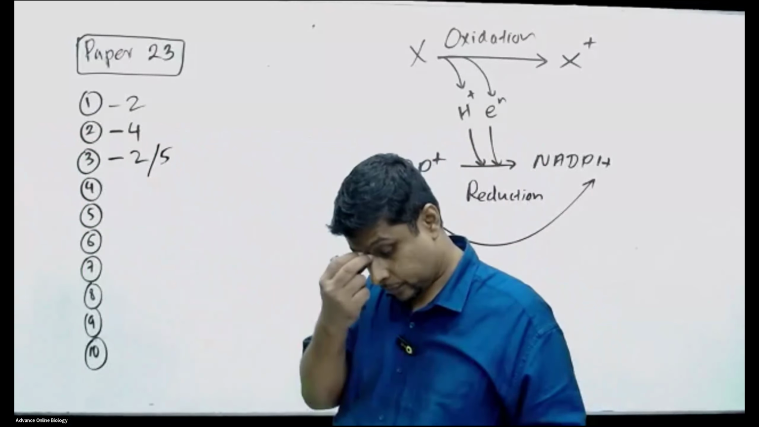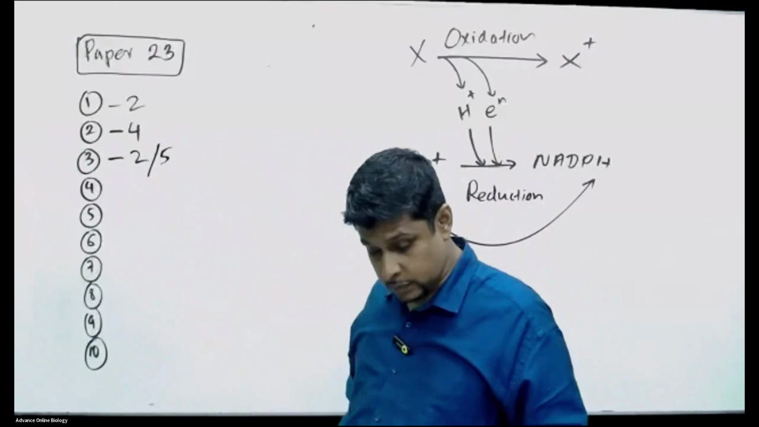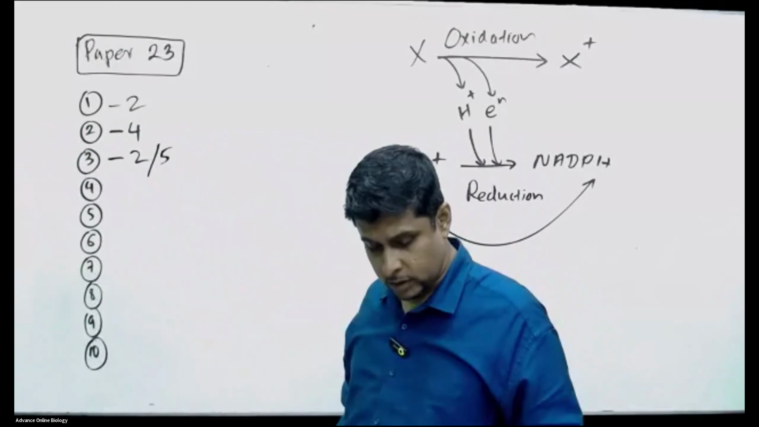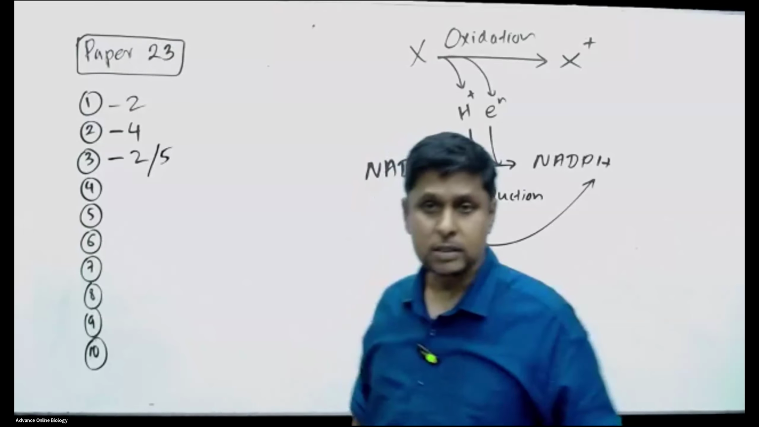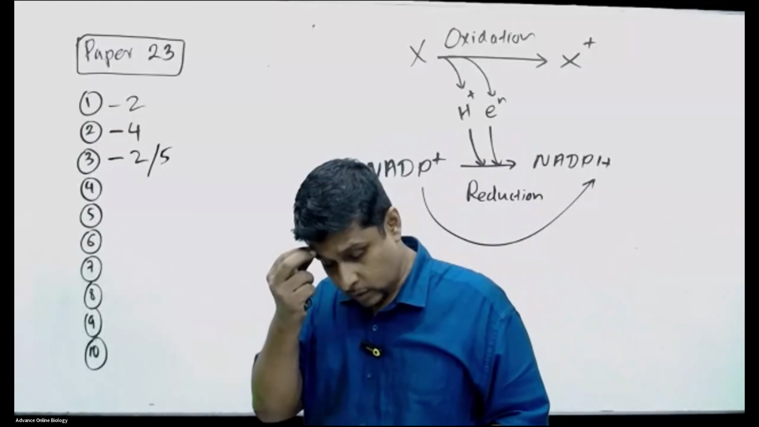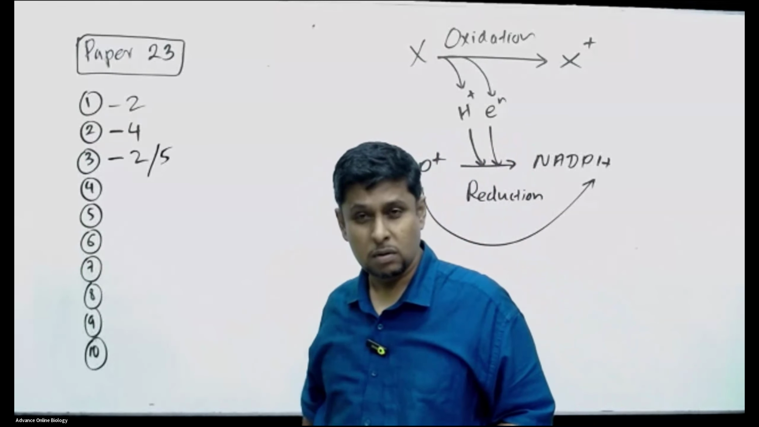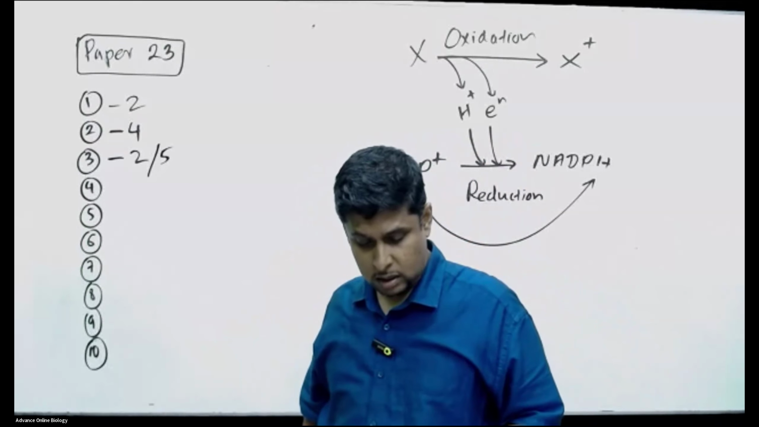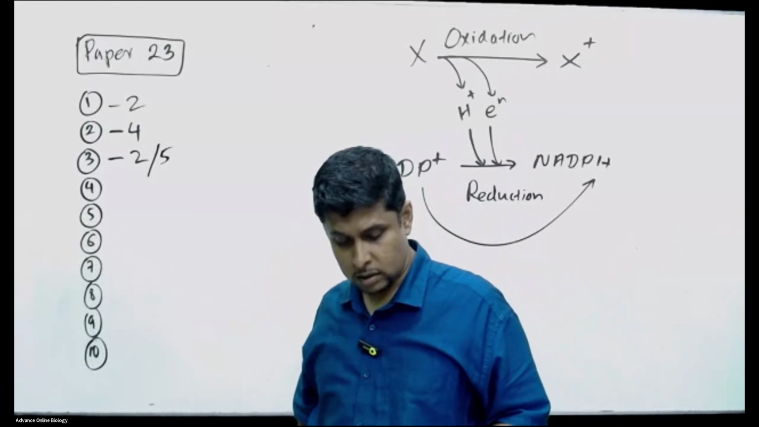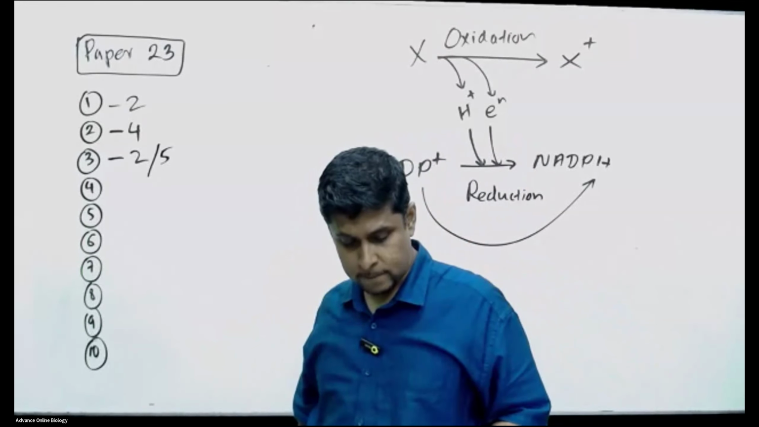Question number 4. Synthesis of glycolipid. Transport of proteins synthesized by bound ribosomes. Functions of both endoplasmic reticulum. What do you take, people? Can somebody send me the answer? Synthesis of glycolipids? No. Transport of proteins synthesized by bound ribosomes? Endoplasmic reticulum? Yes.